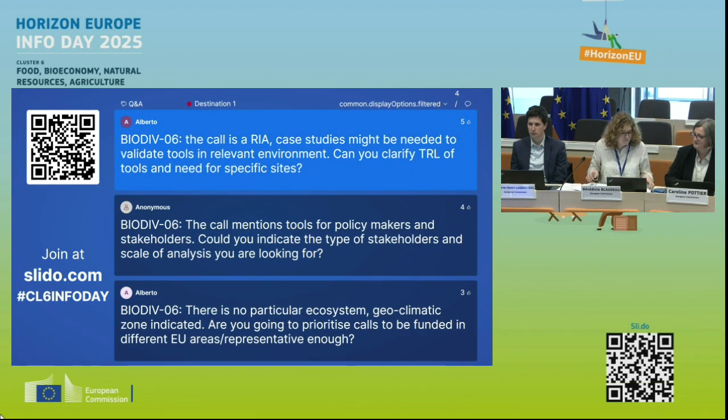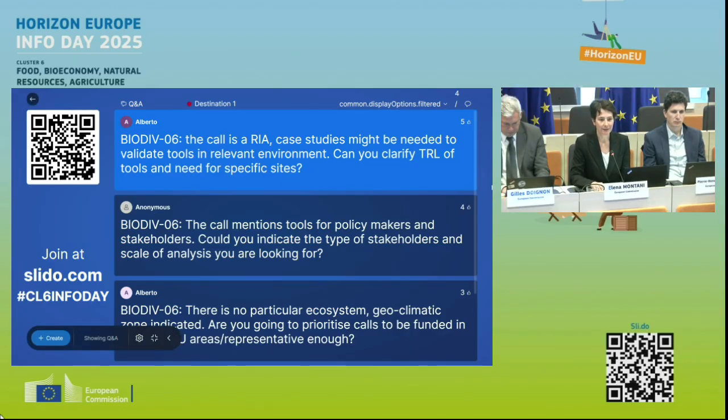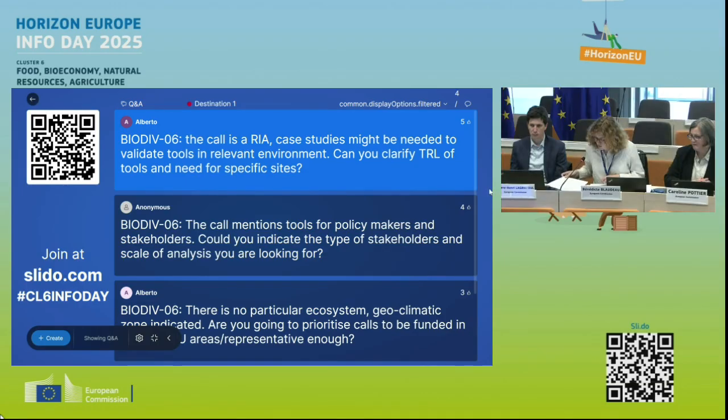Other questions for you? So the call is a research and innovation action. Case studies might be needed to validate tools in relevant environment. Can you clarify TRL of tools and need for specific sites? So here, tools is meant in a broad way and also refers to modeling approaches. So we didn't define any TRL. This is not the objective of this topic. It is not to develop a specific technology. So this is why there's no TRL defined there.